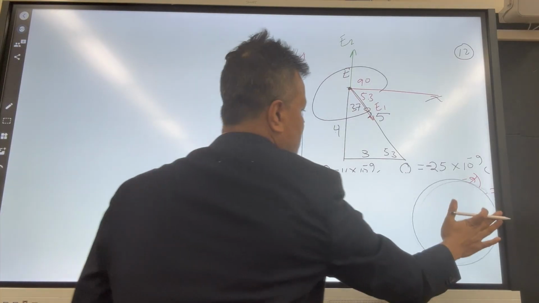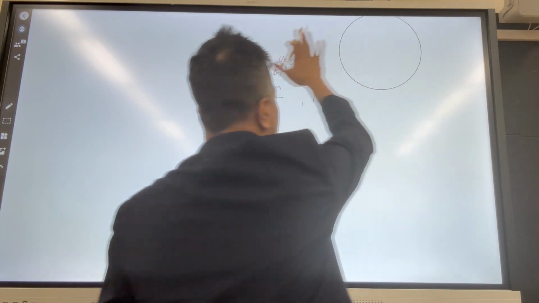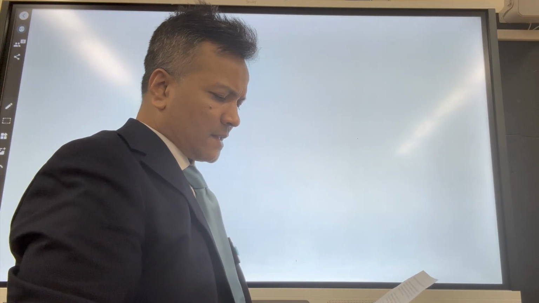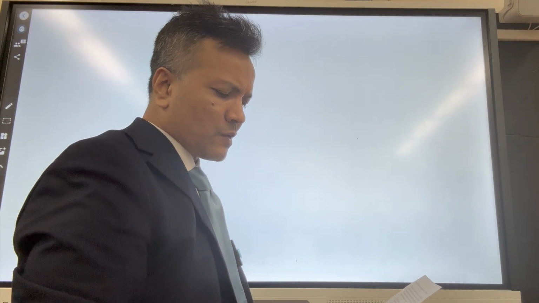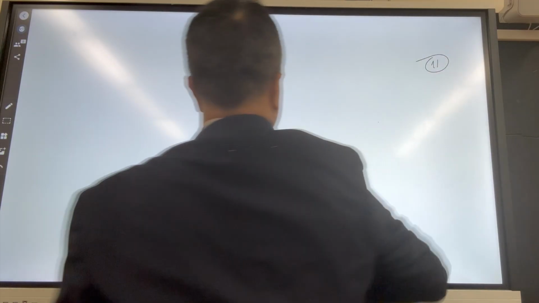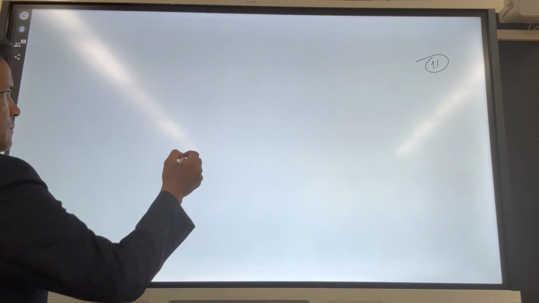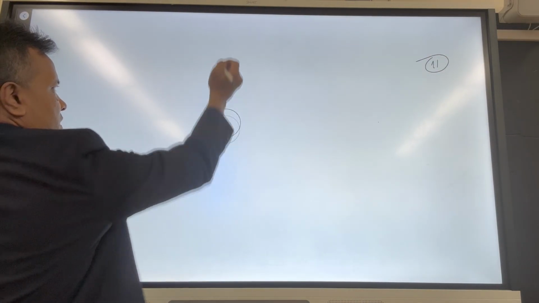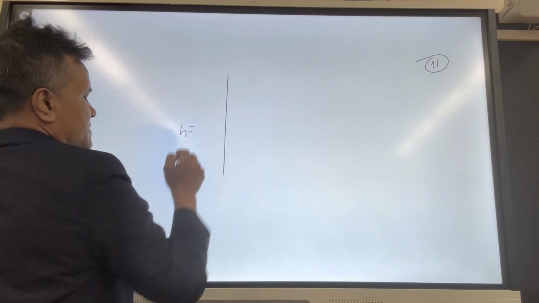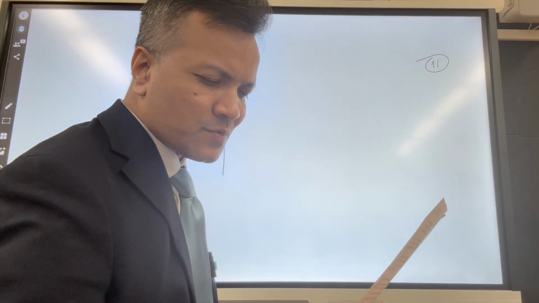Let's go over problem 13. Just to remind myself, that was problem 10 actually. So let's go over problem 11. Problem 11 is mechanical energy. What does that mean? Say you have a height. Let's say the height is 1.5 meter.